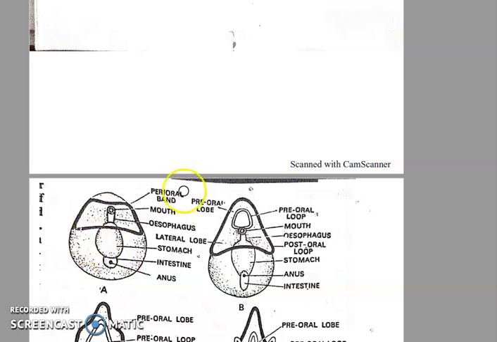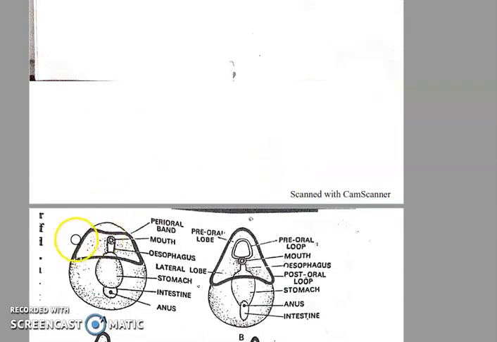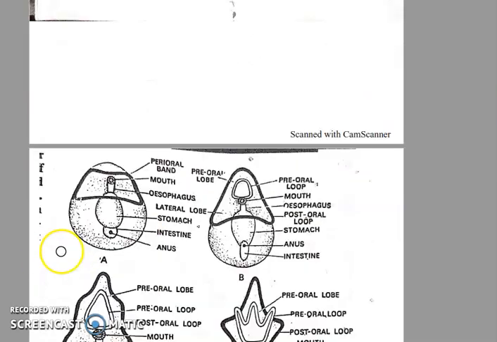Second thing is a perioral band is formed that bears cilia. So initially cilia were spread all over the surface, but now they are confined only to this perioral band in the Dipleurula larva. So this is the first larva generally found in the life history of almost all echinoderms.